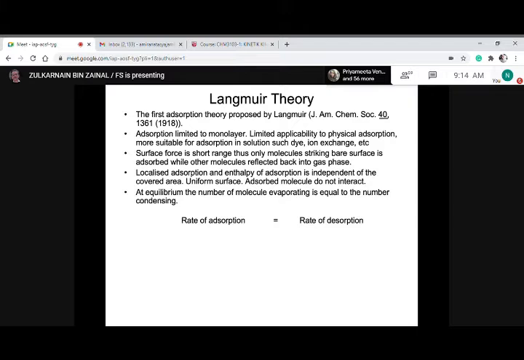Adsorption is limited to monolayer. This has limited applicability to physical adsorption and is more suitable to adsorption in solution. People use the Langmuir adsorption process more in adsorption from solution. Later you will do the SCL.